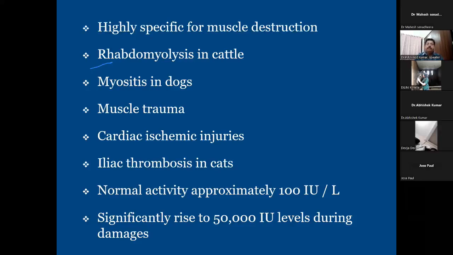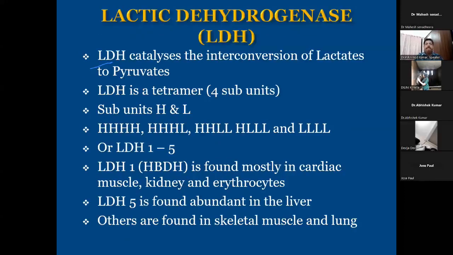So the normal activity is something around 100 units per liter, but you should say that there is severe degeneration only when it rises up to 50,000 units or so. Then lactic dehydrogenase. This is another highly non-specific enzyme. We cannot do anything unless you are taking.